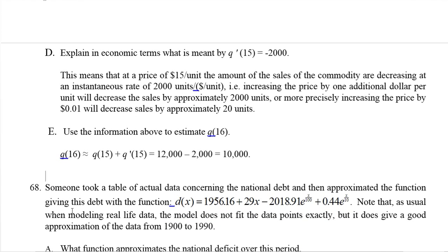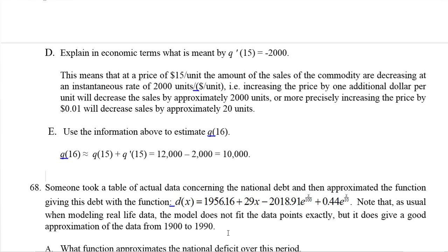Now someone took a table in this next problem of data concerning the national debt and then approximated the function giving the debt with this function here. So it's got a constant term, a linear term, and a couple of exponential terms. As usual in modeling real-life data, the model does not fit the data points exactly, but it does give a good approximation of the data, at least from 1900 to 1990, which is back when this function was made up. And then things may have changed since then.